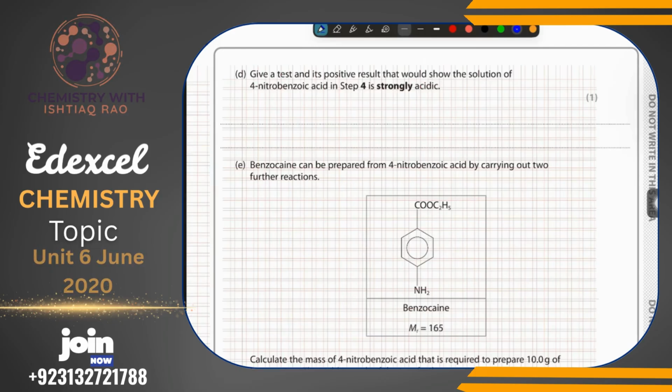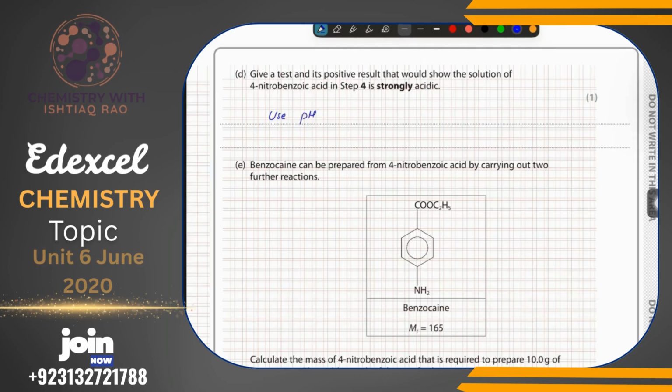You can also dip the pH meter, and if the pH is less than 3, then I can say that this is going to be a strong acid. So in the presence of a strong acid, the color of the universal indicator would change to red. Yes. Now, next question.